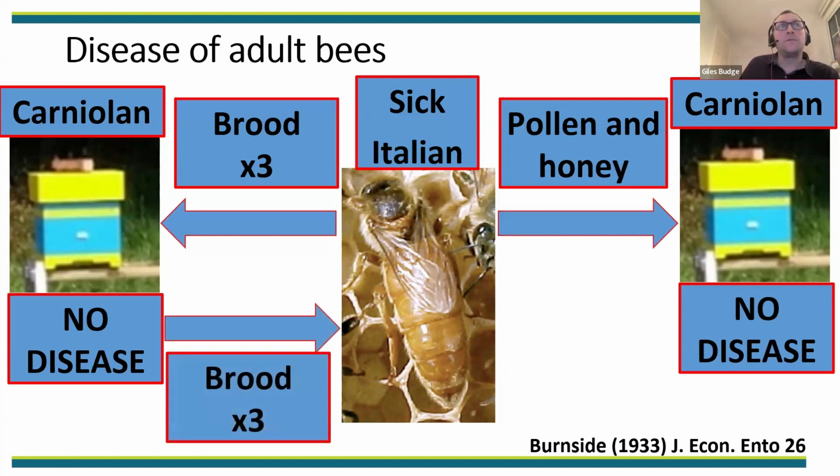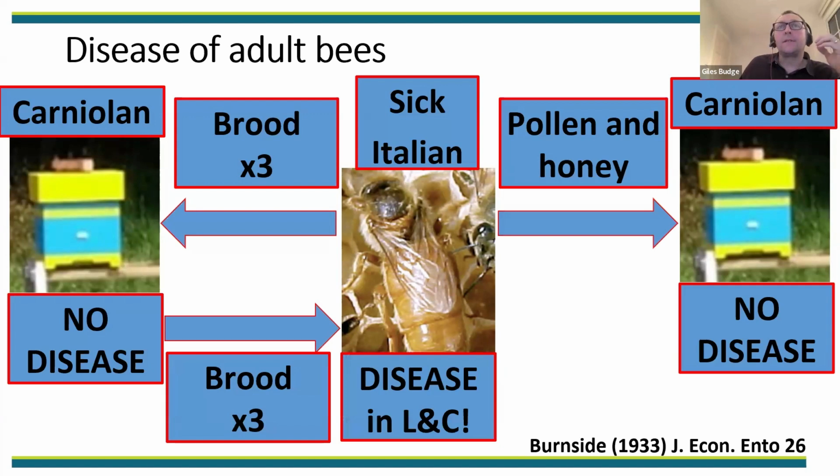The brood that was moved out of the Carniolan colonies came back into some of the sick Italian colonies in order to make up the numbers more than anything. And what was fascinating there is that disease in the adults, as the Carniolan brood emerged, you could see that both the adults from the Italian queen, the Ligurian queen, and the Carniolan offspring both showed disease symptoms. So effectively, what Burnside was the first to show was that this is a disease of adult bees.